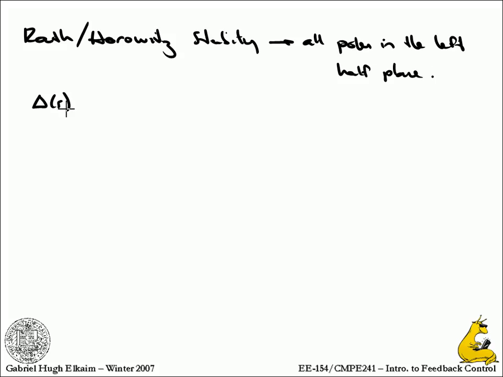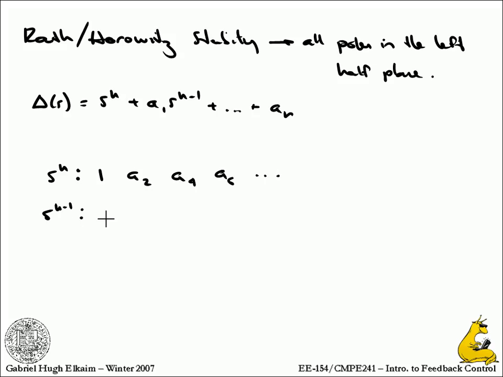I've got delta of s equal to s to the n plus a1 s to the n minus 1 all the way out to an. I'm going to write s to the n up here. So there's a 1 for that one, right? Then I skip a2, a4 going out. Let's put an a6 in there. Then for the s to the n minus 1 row, I've got a1, because it starts there, a3, a5, a7, going out.